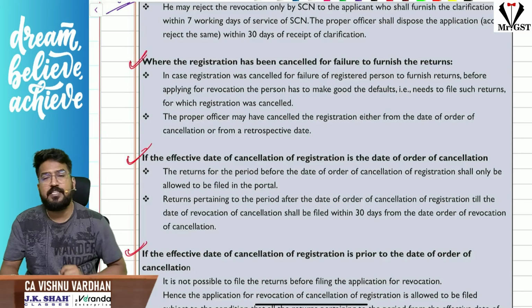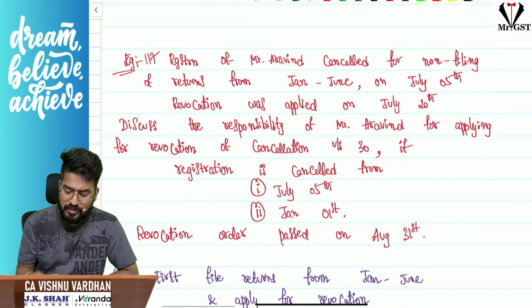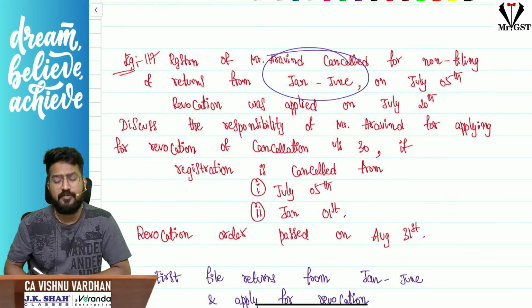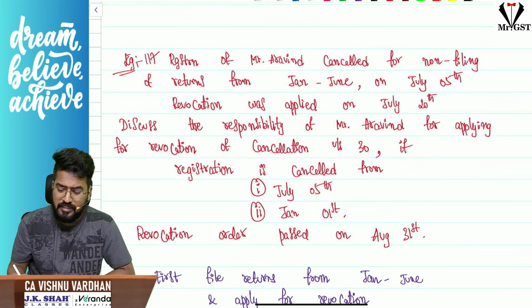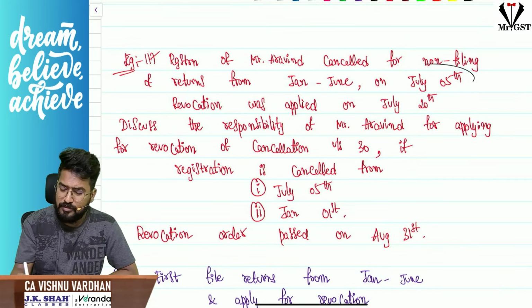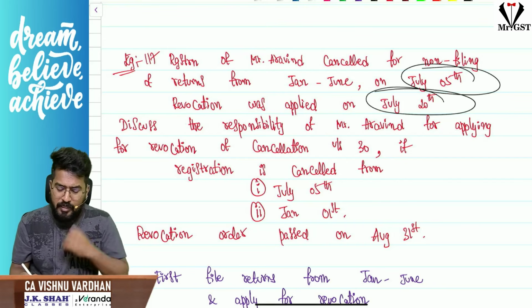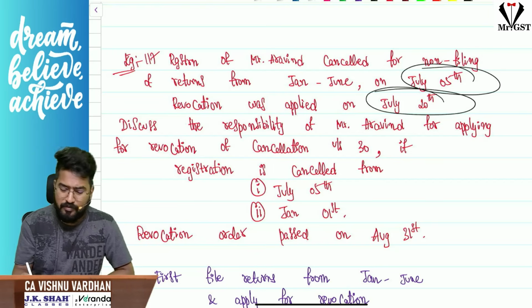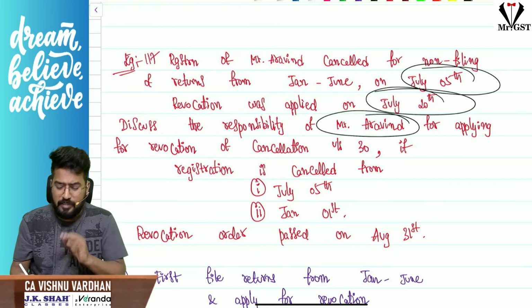So in such cases, imagine, look at this question. Sir, I did not file the returns from Jan to June continuously for 6 months, so my registration is cancelled. My registration is cancelled on, imagine, July 5th, and the revocation is applied on July 20th. Now, what is the responsibility of, imagine, Mr. Aravind while applying for revocation under section 30?